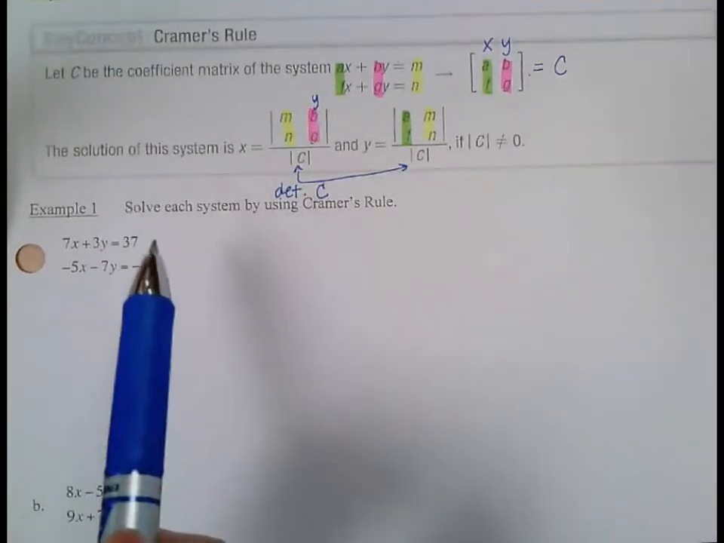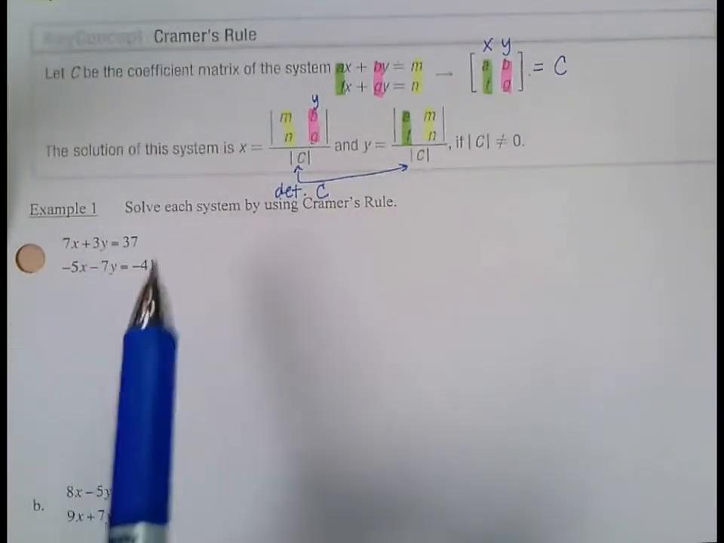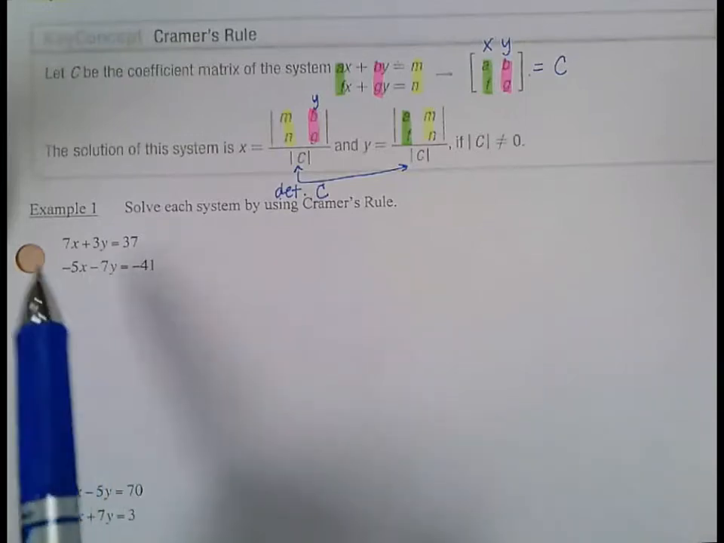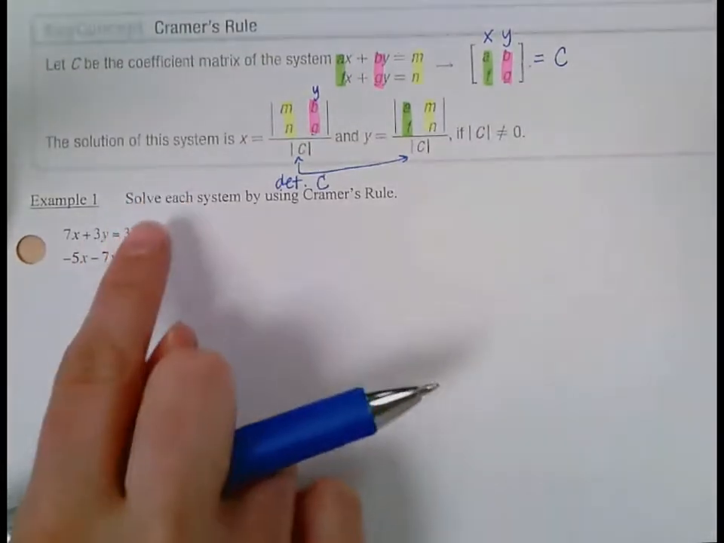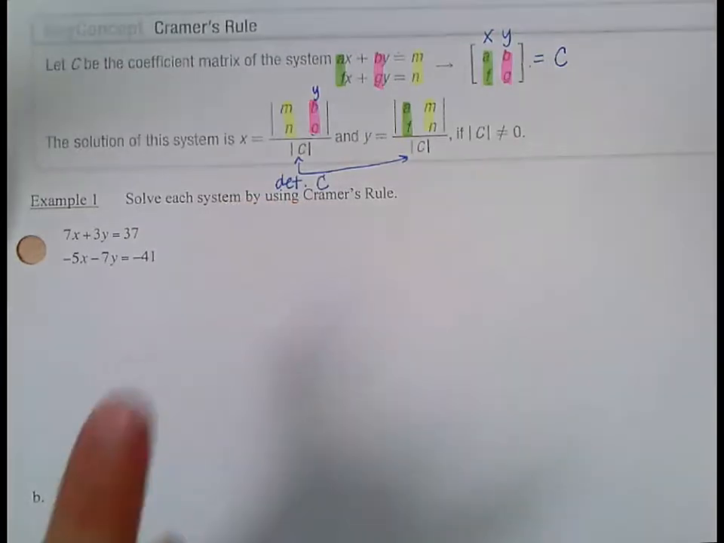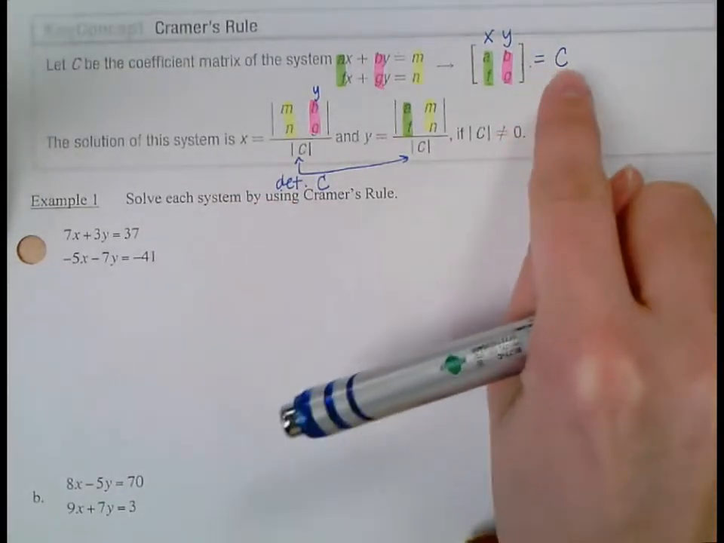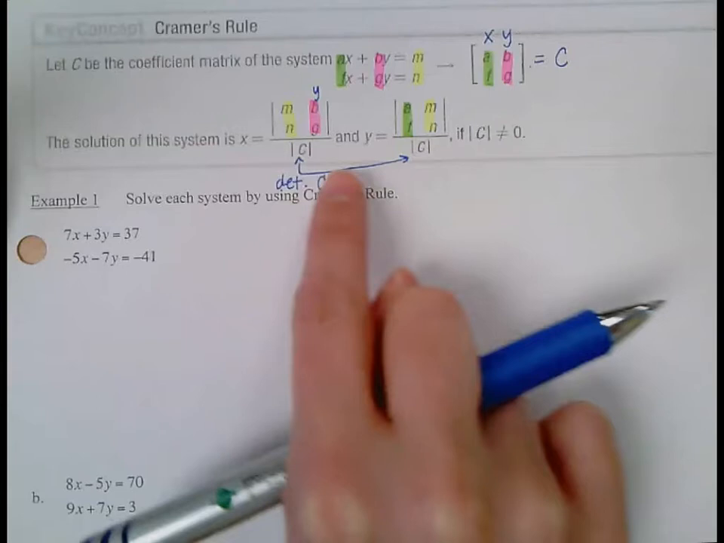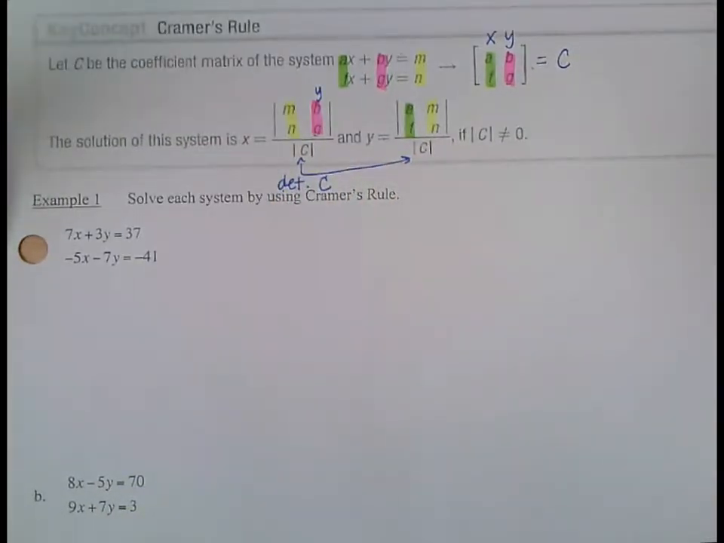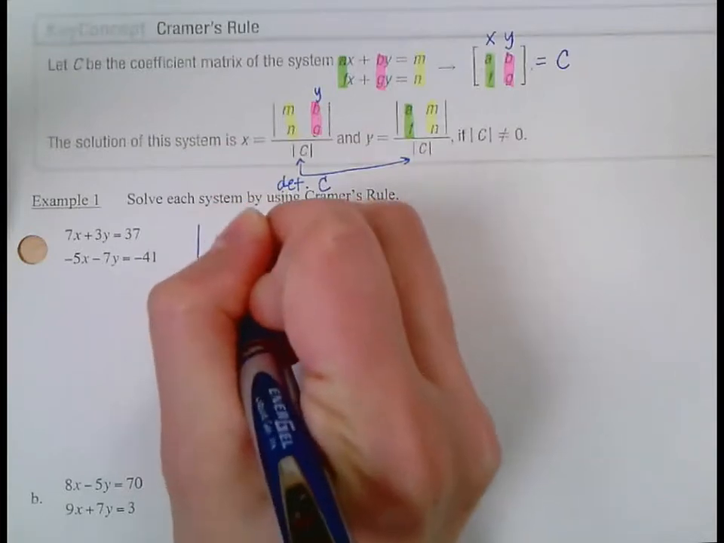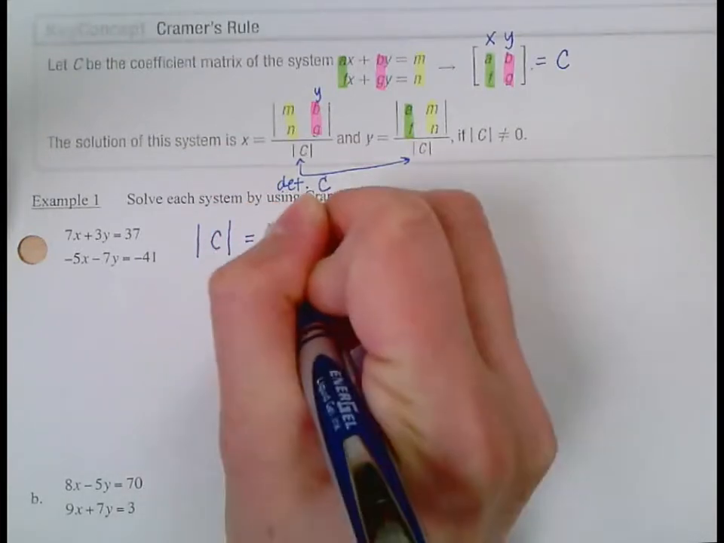So we're going to look at example 1, part A, the first system. I know the part A is cut off by the hole punch, but we're going to look at this system of equations, solve using Cramer's rule, so you can see how to work with this. When I solve using Cramer's rule, the first thing I do is I find matrix C, and I find the determinant of that matrix. So the 2 by 2 determinant like we learned yesterday. So I'm going to find the determinant of matrix C.